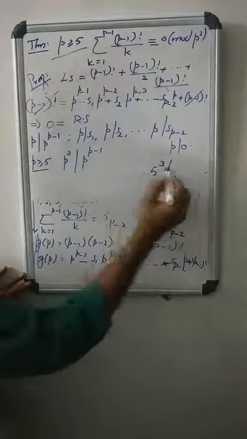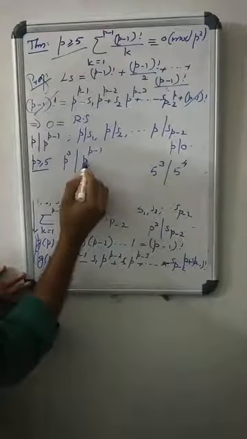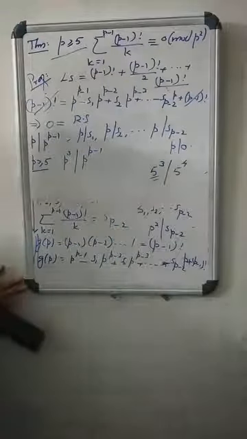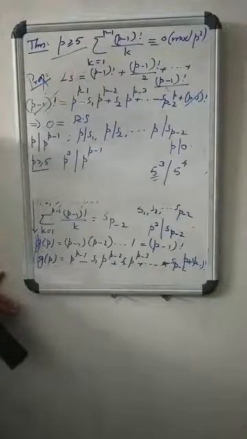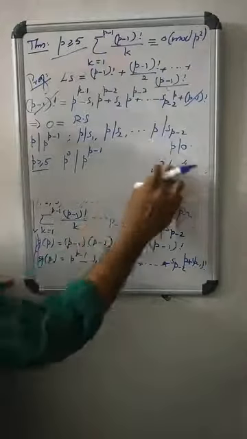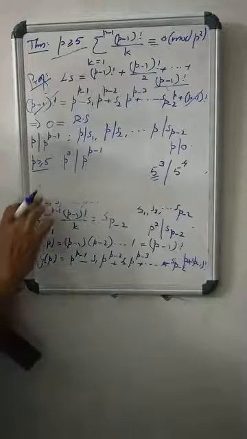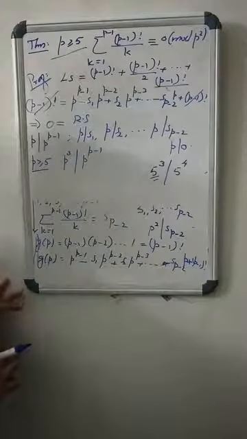5 cubed divides 5 to the power 4. Since p is 5, p minus 1 is 4. So 5 to the power 4 is 5 times 5 cubed, which is a multiple of 5 cubed. So when p is greater than or equal to 5, p cubed must divide p to the power p minus 1.